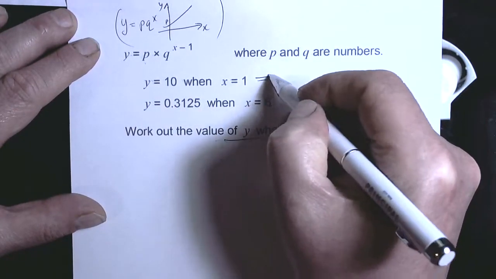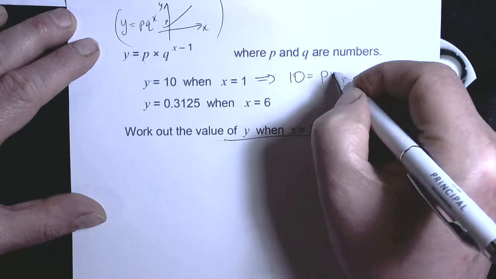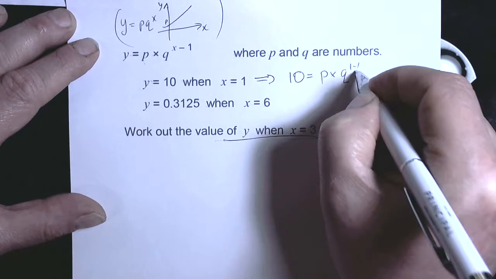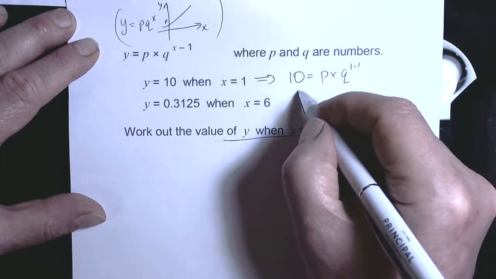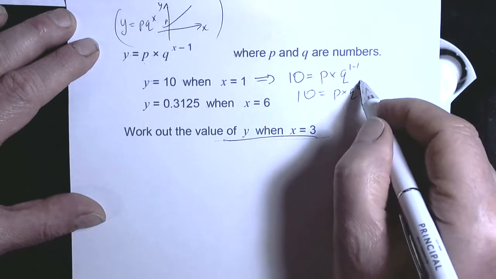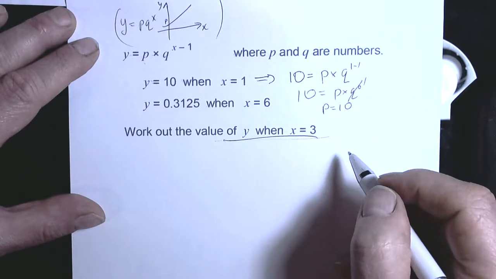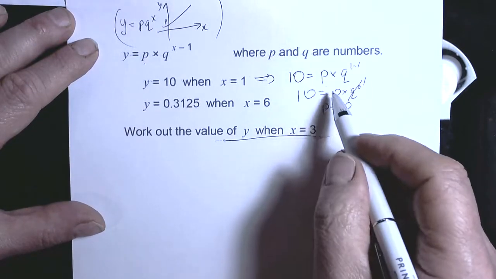So what does this tell me? Well, this tells me that when y is 10, p times q to the power of 1 take away 1. So 10 equals p times q to the power of 0. Well, we know that goes to 1, so we know now that p is worth 10. Okay, so that's what that told us.